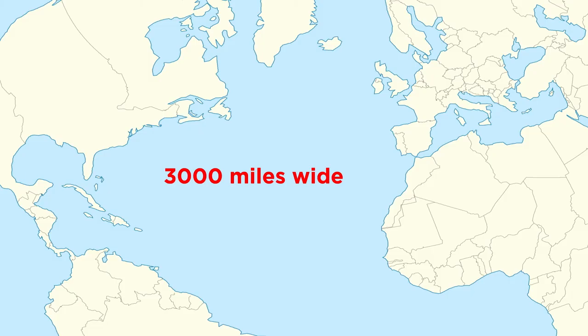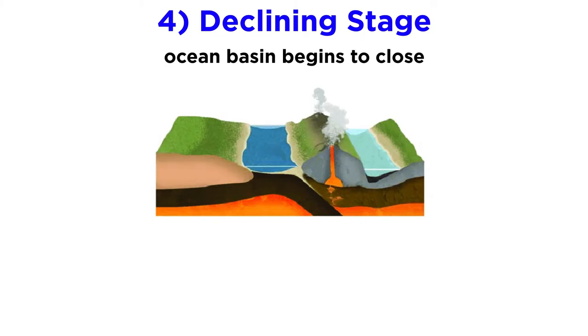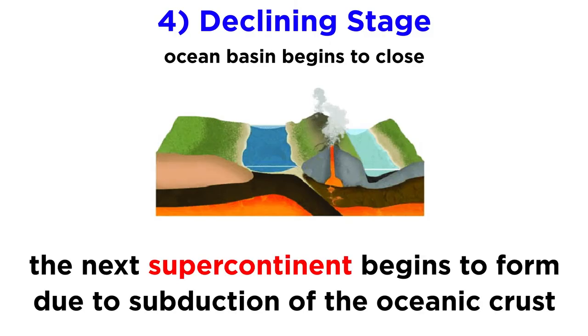Today, the Atlantic Ocean spans 3,000 miles at its widest, and it continues to grow by 1.5 inches each year along the mid-Atlantic ridge. This is the mature stage of the Wilson cycle, which is distinguished by the formation of a vast ocean basin. During the next stage, the declining stage, the aged ocean basin begins to close, and we begin moving toward the formation of the next supercontinent, which is accomplished through subduction of the oceanic crust.